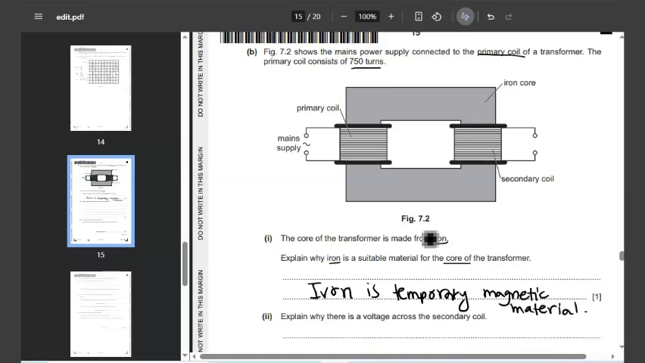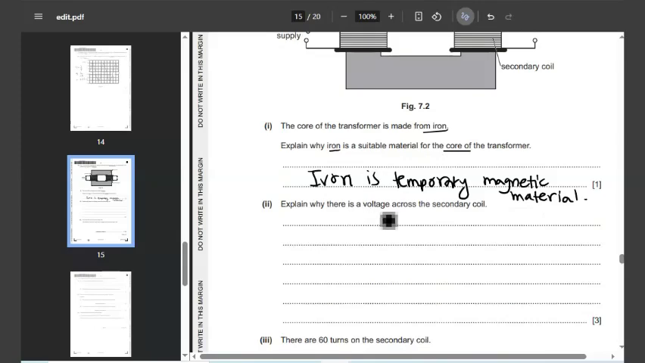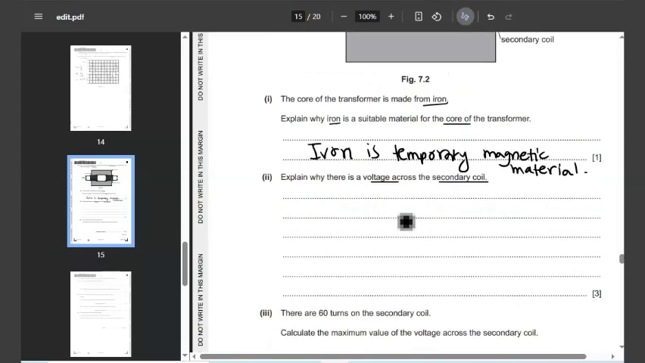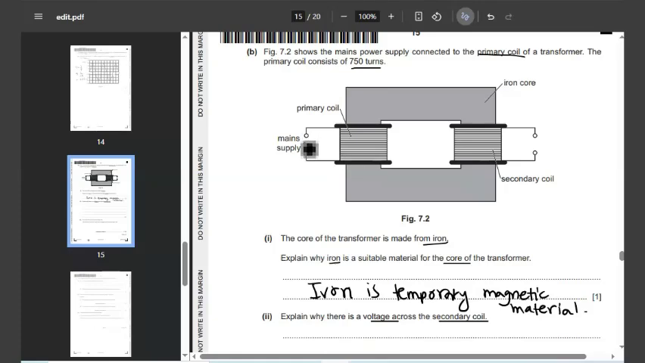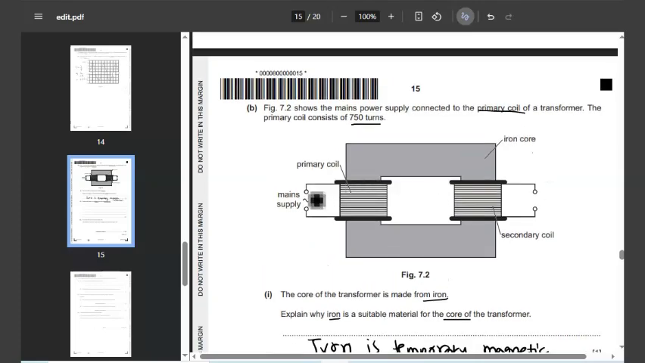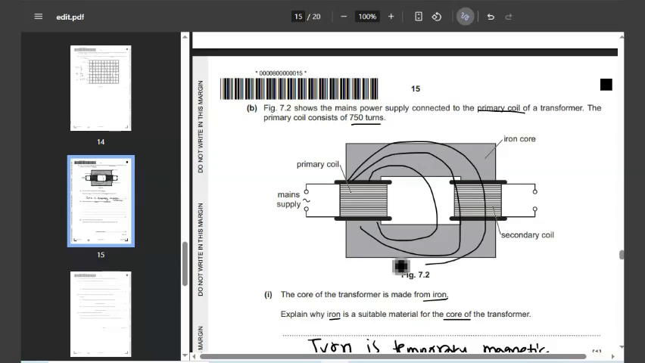Okay. Roman 2. Explain why there is a voltage across the secondary coil. So we have to explain why the main supply alternating current is creating a secondary coil voltage. So the reason is because the alternating current in the primary coil is creating magnetic field lines in the core. The magnetic field lines look like this. And these magnetic field lines are cutting the secondary coil, and therefore there is an induced EMF or an induced voltage in the secondary coil.